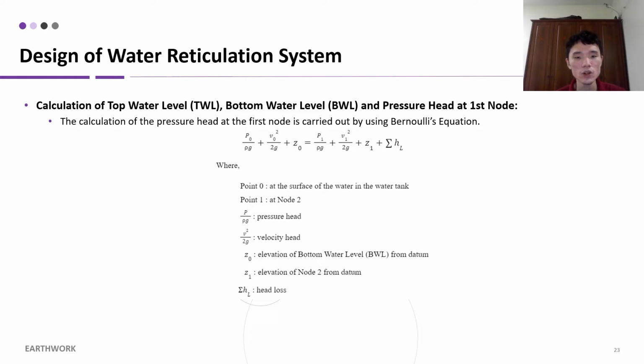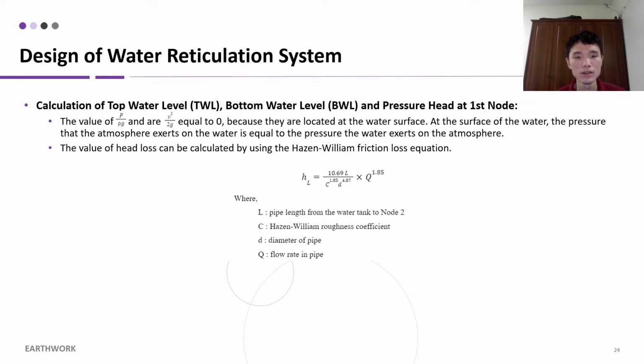Here shows the Bernoulli equation. Since pressure head and velocity head are located at the water surface, their value becomes 0. The value of head loss can be calculated by using the Hazen-Williams friction loss equation.